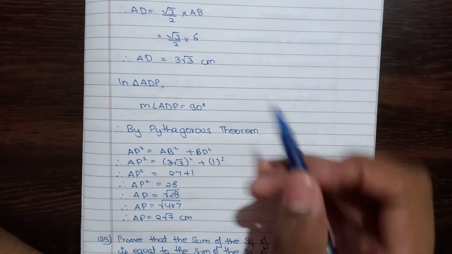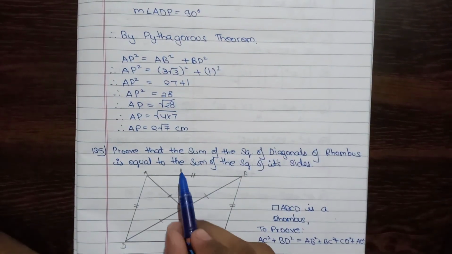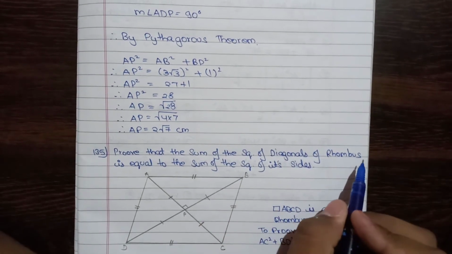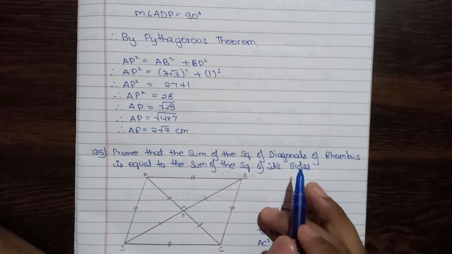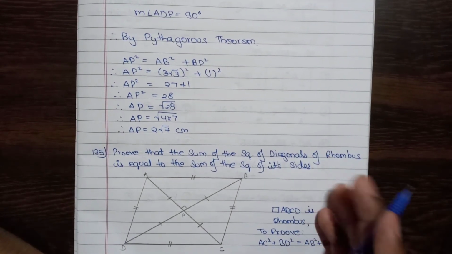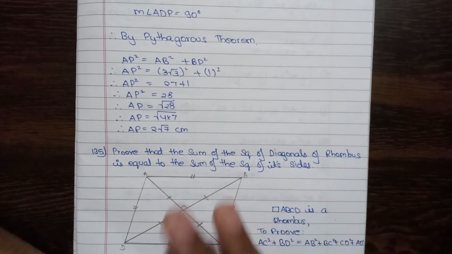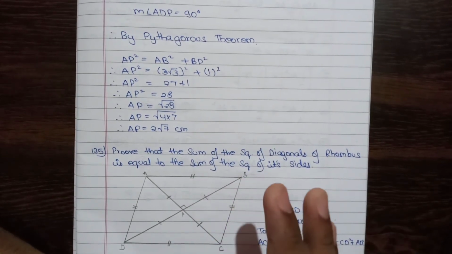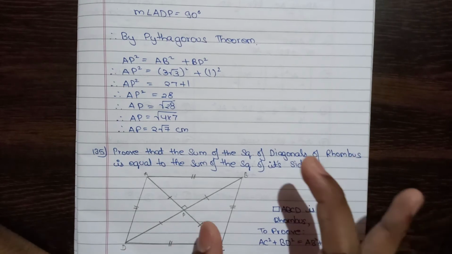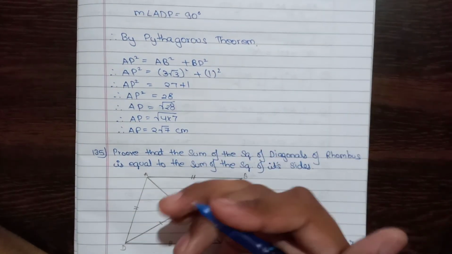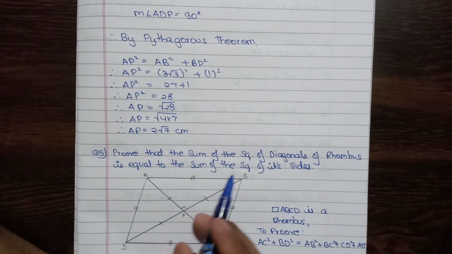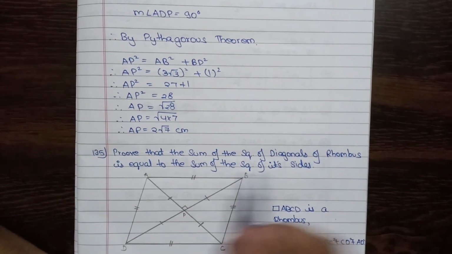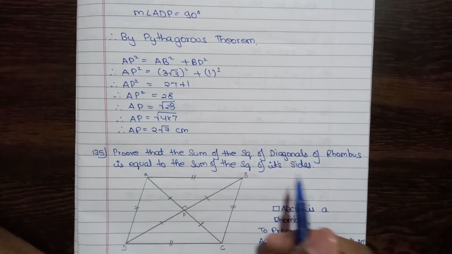Now let us move on to the last question of our today's session. So our last question is: prove that the sum of the squares of diagonals of a rhombus is equal to the sum of squares of its sides. Now when you see the question, you would feel that it is a bit hard question, but I am telling you it's the easiest question you would have solved yet. It is a bit smaller also and a bit easier also.